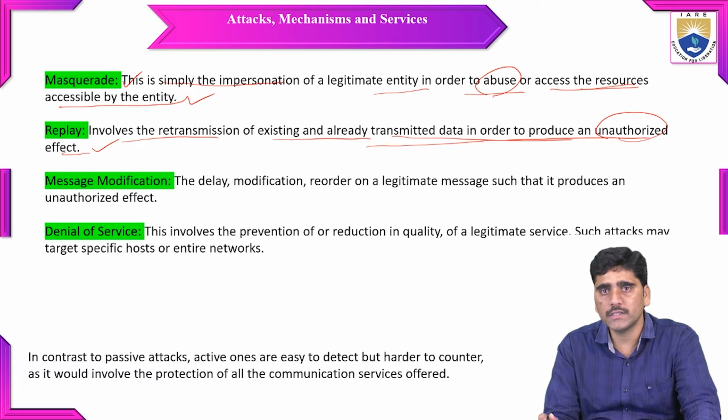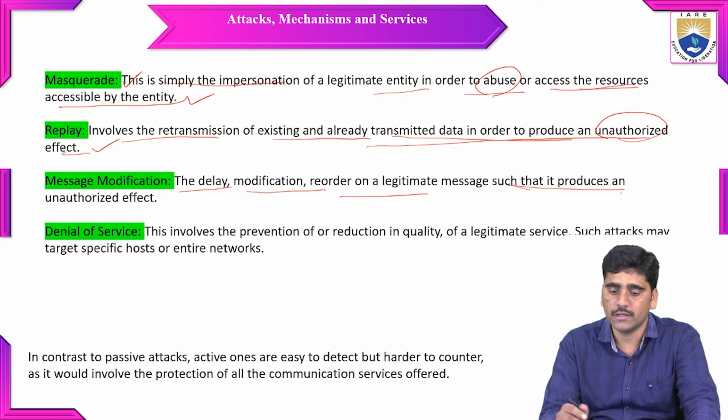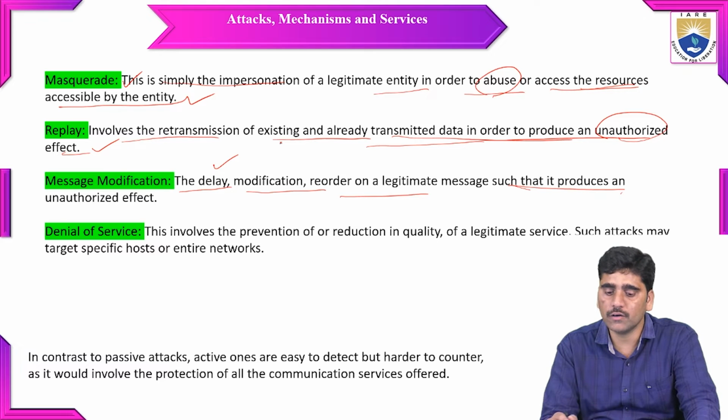And the third one, message modification. This involves the delay, modification or reordering of a legitimate message such that it produces an unauthorized effect. So message modification involves the delay of the message, changing the content of the message, and reordering of the message, such that it produces an unauthorized effect. So the authorized user cannot evaluate the data which is modified by the attacker. That is the attacker's goal here.